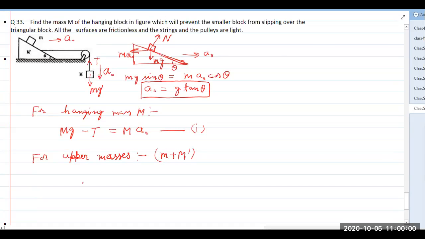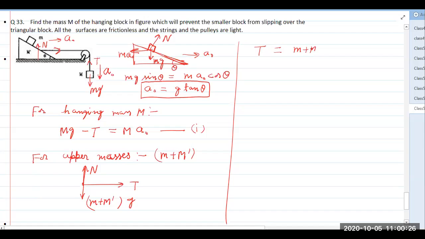So what are the forces? Normal from the ground, tension, and weight. There is no need to write the normal and weight parts, only tension will do the work. So tension will be equal to m plus M dash, mass into acceleration. So tension equals (m plus M dash) a naught, and this is equation 2.